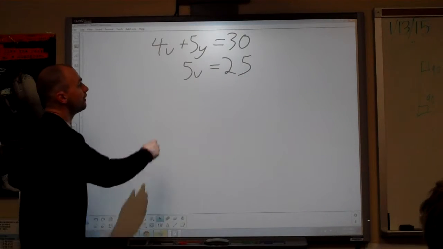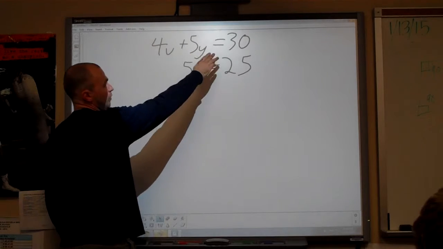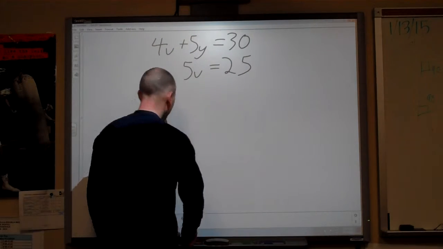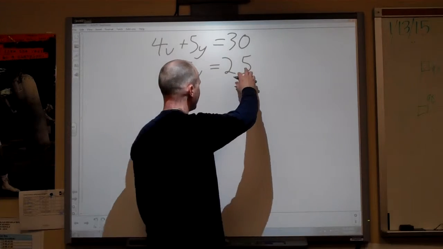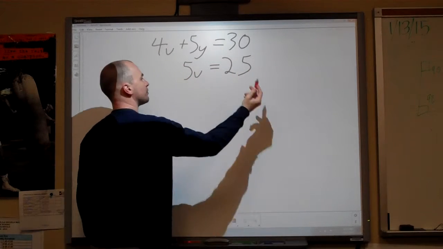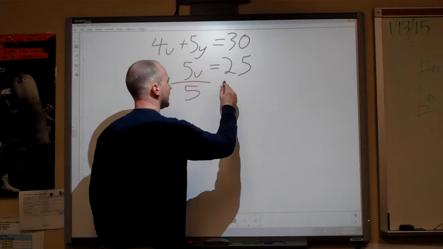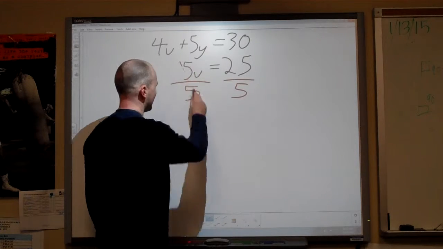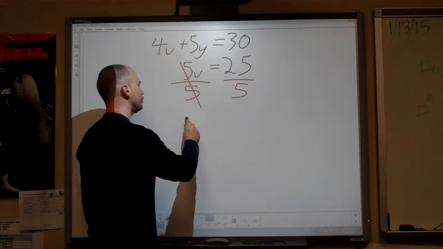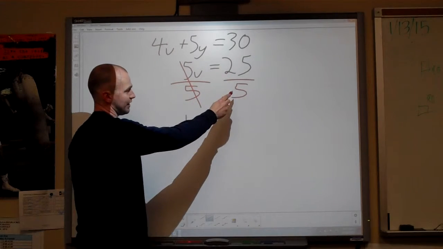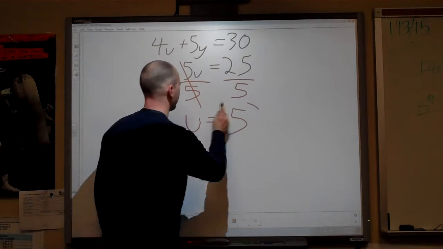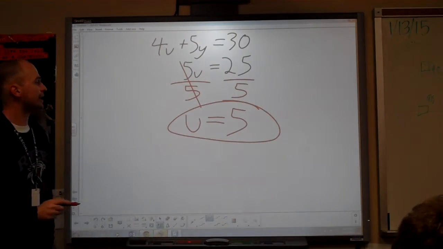Number 3. 4u plus 5y equals 30, and 5u equals 25. So first, let's figure out what u equals. Well, if 5 times u equals 25, divide this side by 5, divide this side by 5. Anything times 5 divided by 5 cancels out. So u here must equal 25 divided by 5, which is 5. U equals 5. Halfway done.